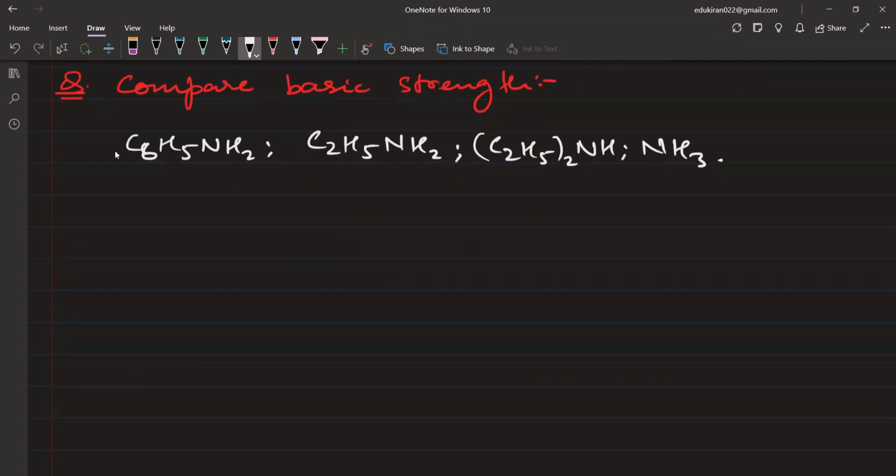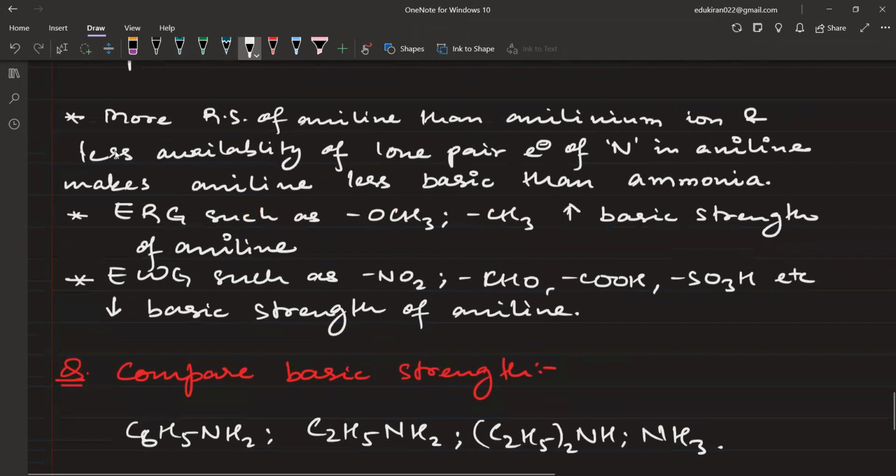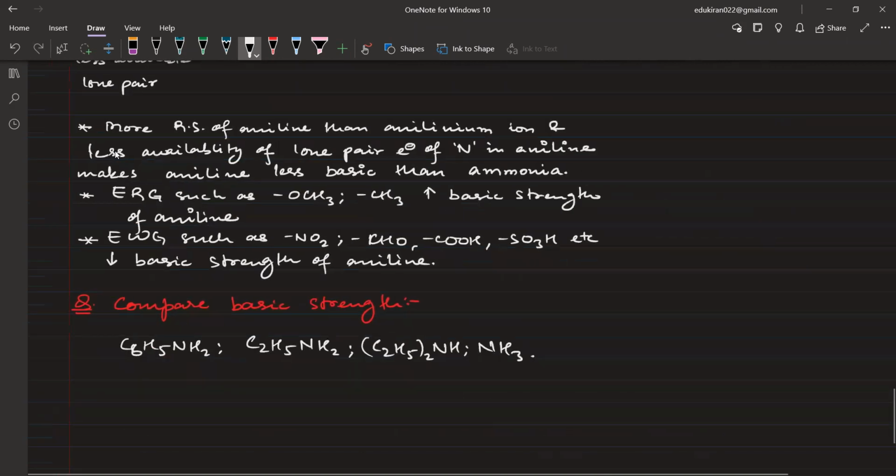Sir, could you scroll? Sir, could you scroll it? ठीक ठीक ठीक, लीजिए लीजिए. Sir, could you show that structure also, sir, the amine?